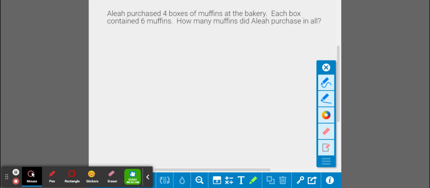So we know that Aaliyah has 4 boxes or 4 groups of things. And then each box contained 6 muffins. So this is how many things are in each group, right? There's 6 muffins in each box. So how many muffins did Aaliyah purchase in all?